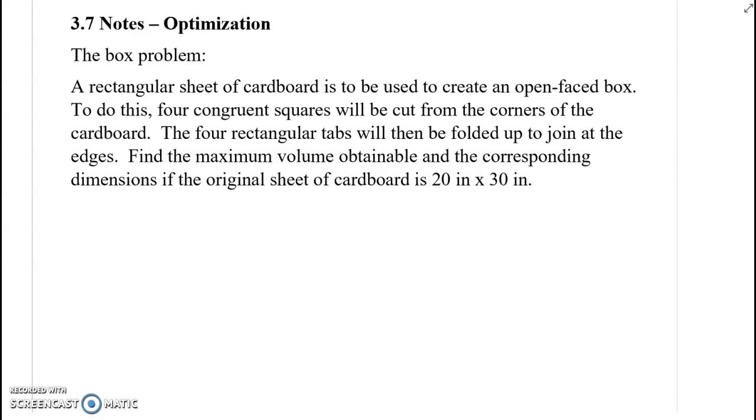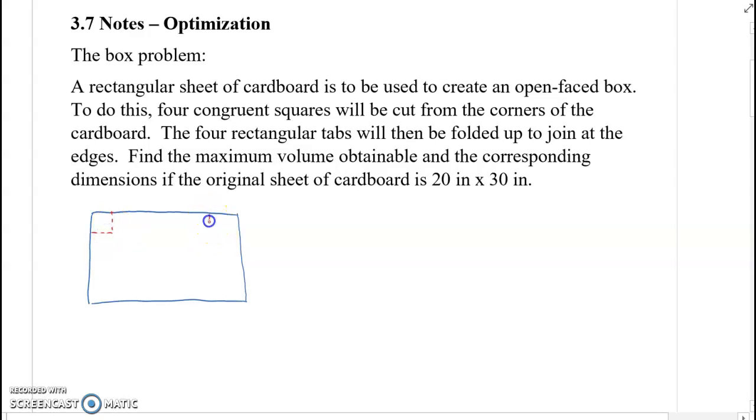We're going to try to figure out how we can maximize the volume given a rectangular sheet of cardboard that's 20 inches by 30 inches. So we're going to start with this 20 inch by 30 inch rectangle of cardboard. And the way we're going to turn that into a box, as it explains up here, is that 4 congruent squares will be cut from the corners. Okay? So it doesn't tell us how big to cut these. That's kind of up to us.